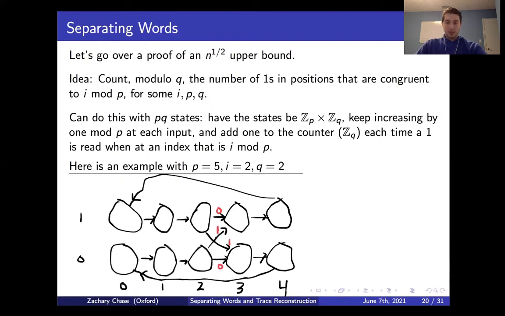So the point is that you have 2 copies of Z mod p. And as the arrows show, you just cycle between them, except you switch to the other level, which is the same as adding 1 mod 2, when you're at an index i mod p, i.e. when you're at an index 2 mod 5, if you read a 1, then you go to the other level, because that's equivalent to adding 1 to the counter, and vice versa if you're on the top level. So if you didn't follow the details, all we're doing is counting the number of ones in positions that are i mod p and reducing this count modulo q. So that's what this DFA counts.